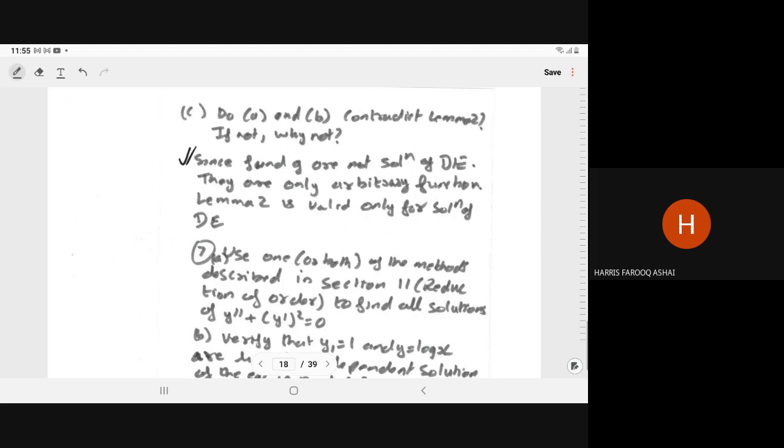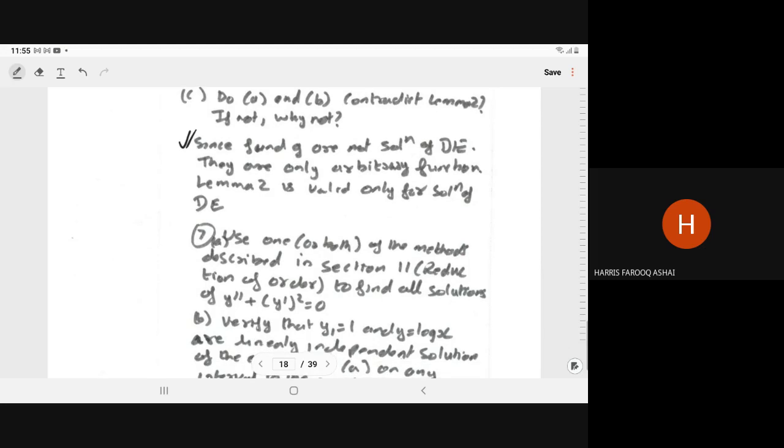In the next class we continue this. This is also a very important question to understand the present theorem. So in the next class we continue.